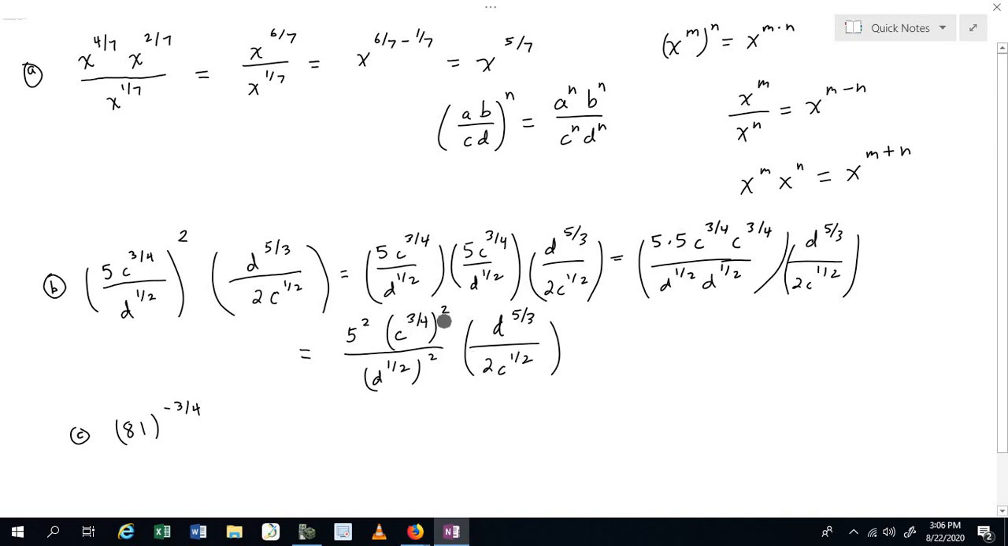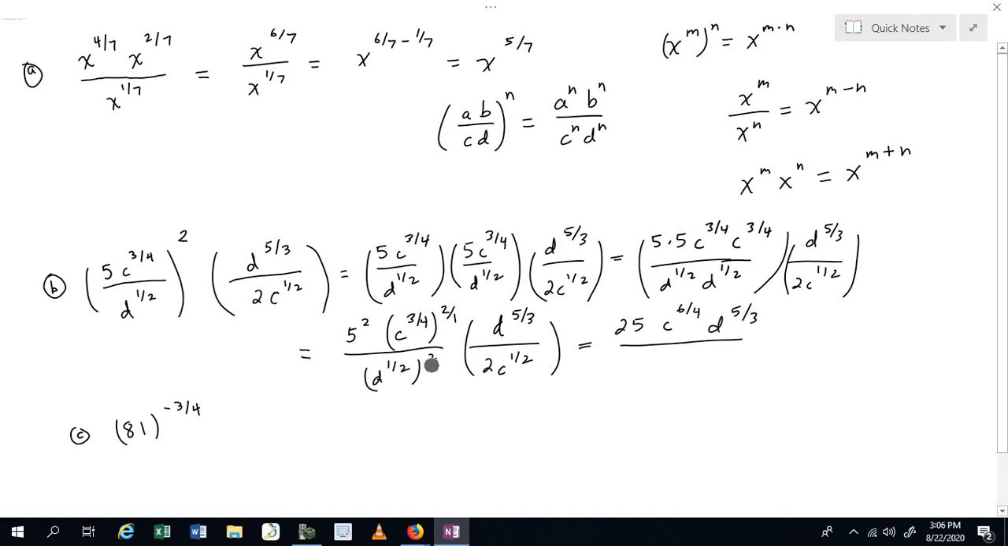Okay, so here, this is really 2 over 1. And so when I multiply these exponents together, I get 6 over 4. And by the way, 5 squared is 25. This is c raised to the 6 over 4 times d to the 5/3.